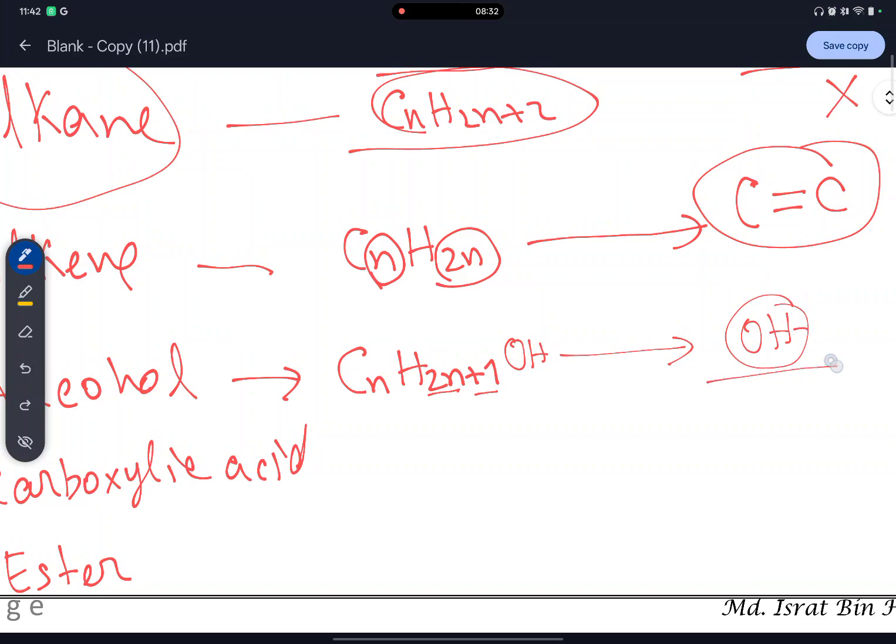This OH also works as an active site for the reactions. That's why all the alcohols behave similarly during the chemical reactions. Not same, but similarly. They may give the same chemical reaction, but at different temperatures. That's why it is called similar, not same. Okay.